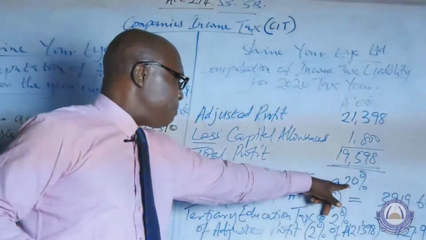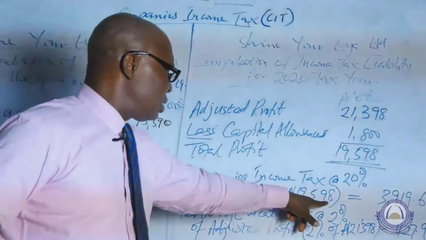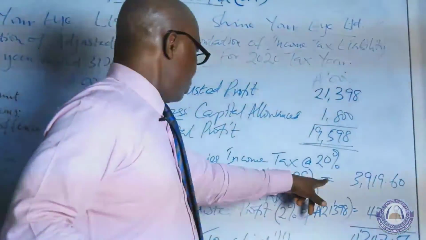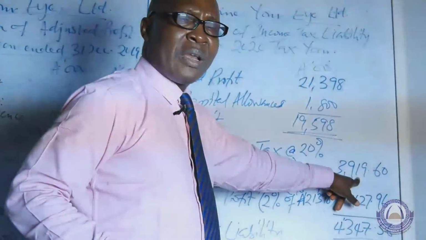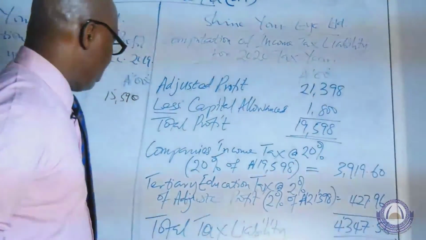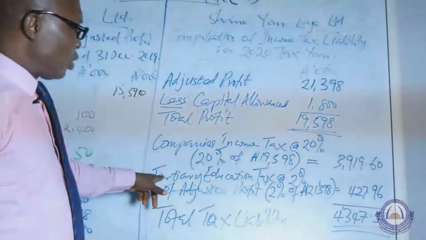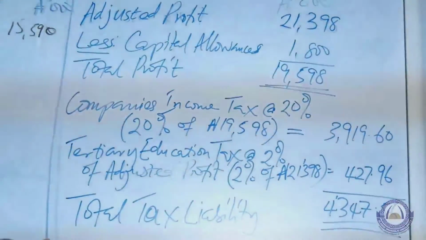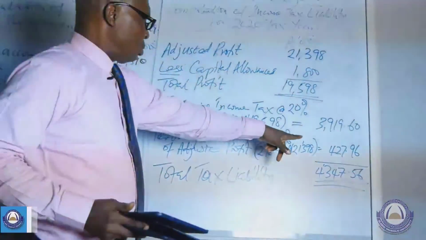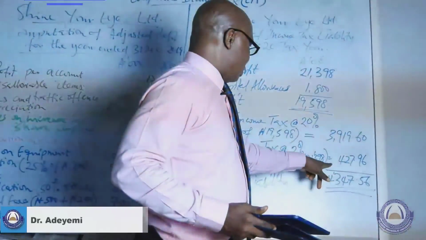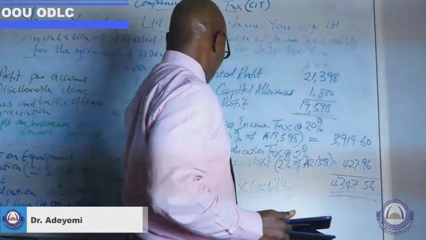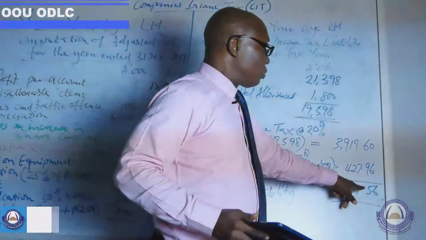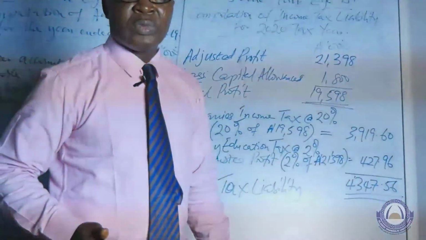So we are getting 20% of the assessable profit as the assessable tax, 3.9196 million. And then, of course, you also get the tertiary education tax at 2% of the adjusted profit. This is adjusted profit. At 2%, that adjusted profit gives you this one. Therefore, the total tax liability will be 4,347,560 naira. Thank you very much.